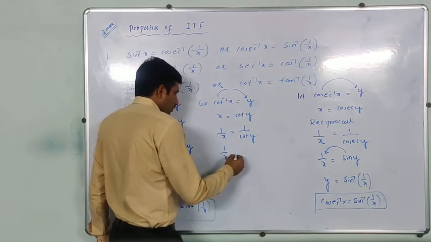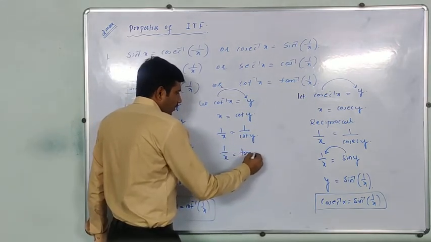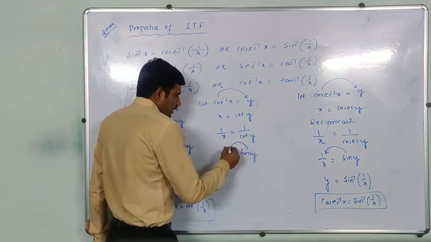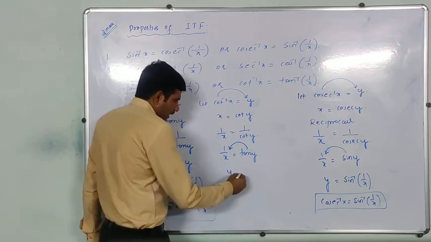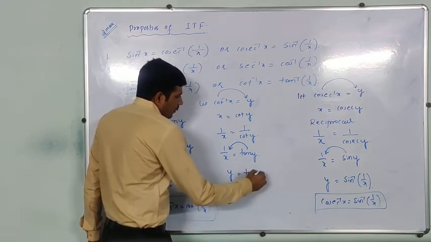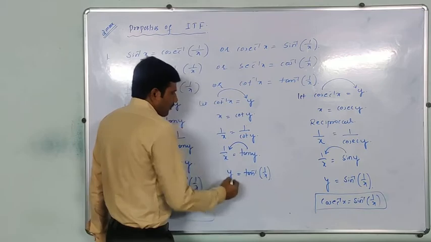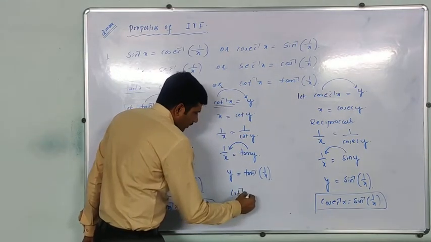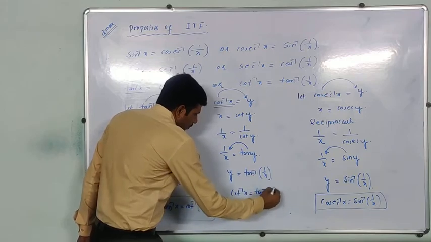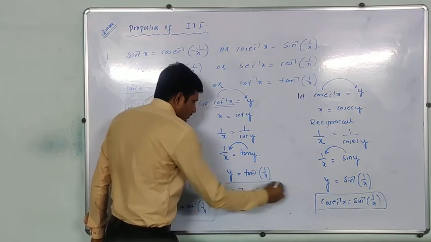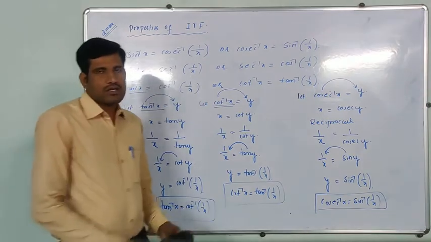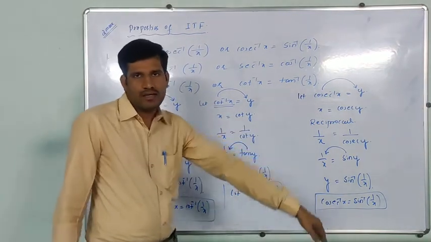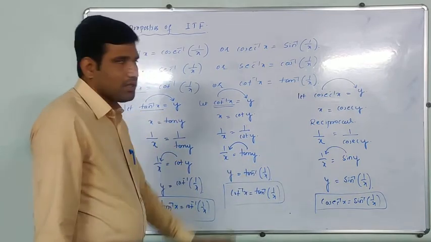1 by x is equal to, what is 1 by cot y? 1 by cot y is tan y. So then what is y? Take this tan inverse here. So therefore y is equal to tan inverse of 1 by x. So therefore y is nothing but cot inverse of x, which is equal to tan inverse of 1 by x. So all are similar. Take the left hand side parameter as y, then take the inverse on the right hand side, then make it reciprocal, then you get the answer.